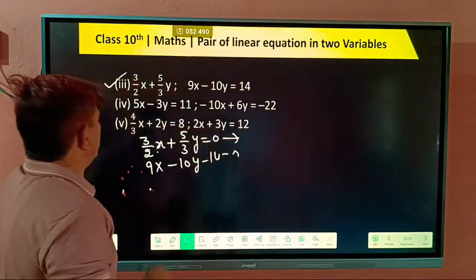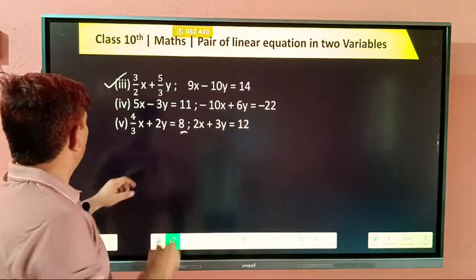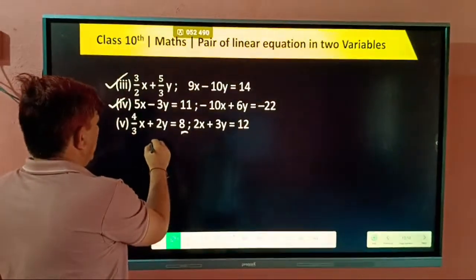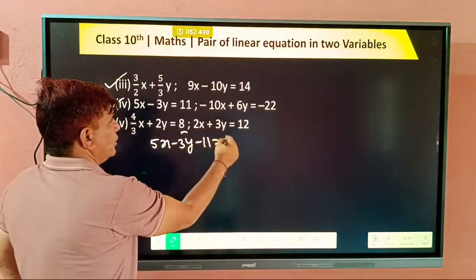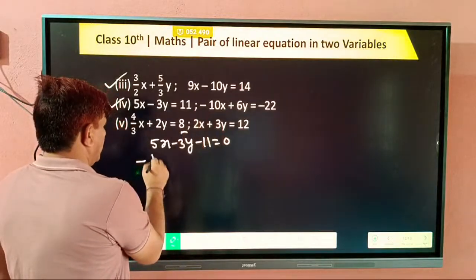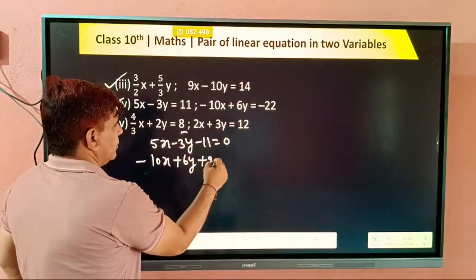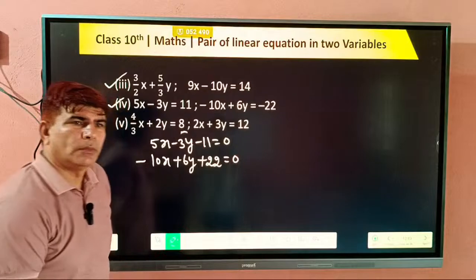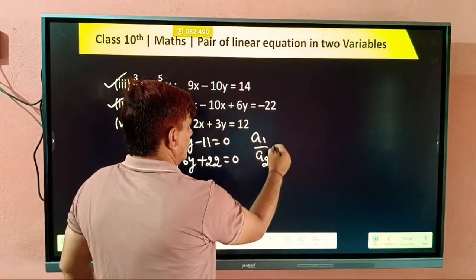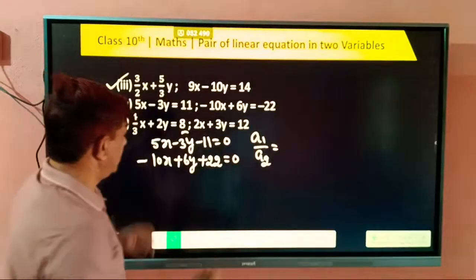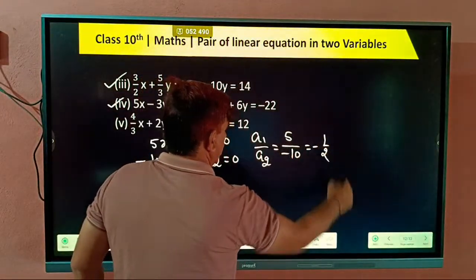So which one is the next part? This one is the next part. 5x minus 3y minus 11 equal to 0, and minus 10x plus 6y plus 22 equal to 0. Easily you can compare. What's your A1 by A2? This is 5 by minus 10, which is equal to minus 1 by 2.